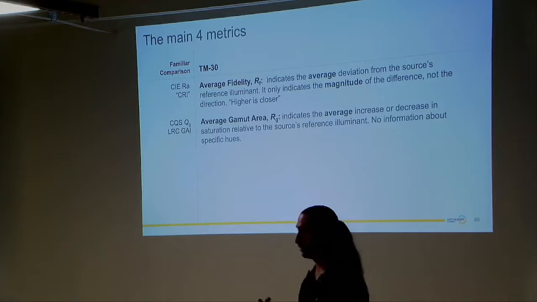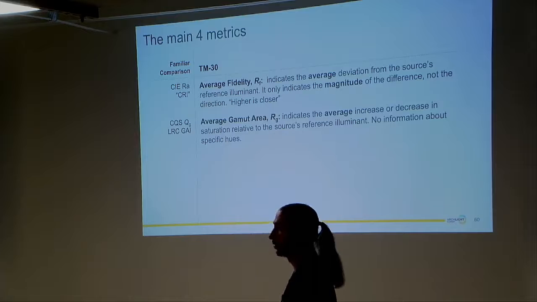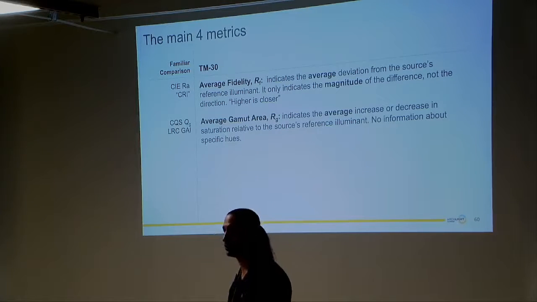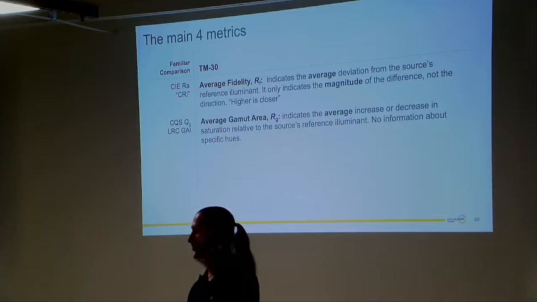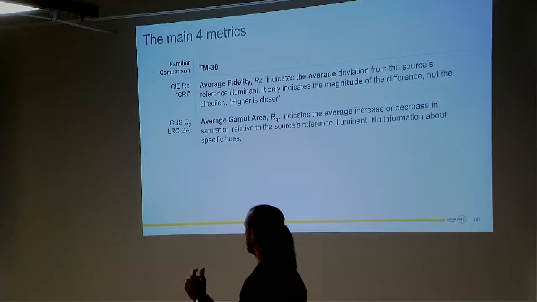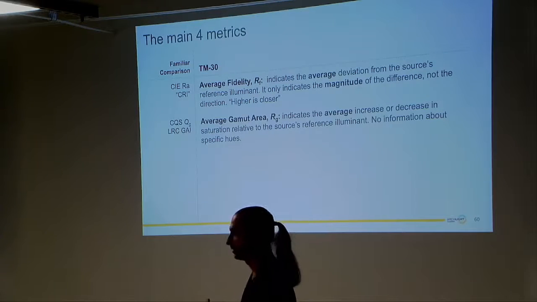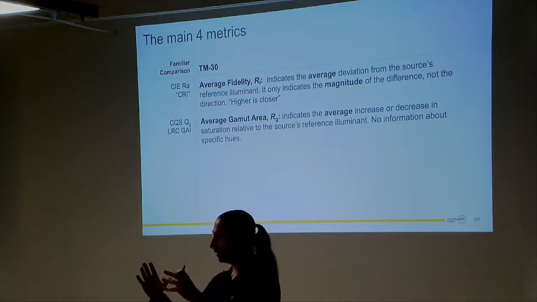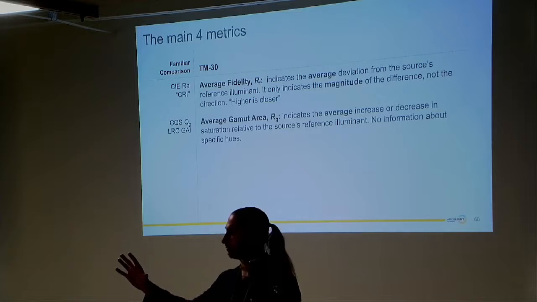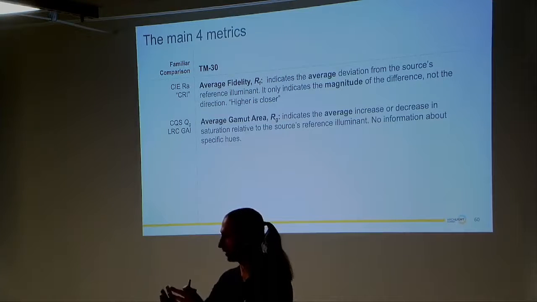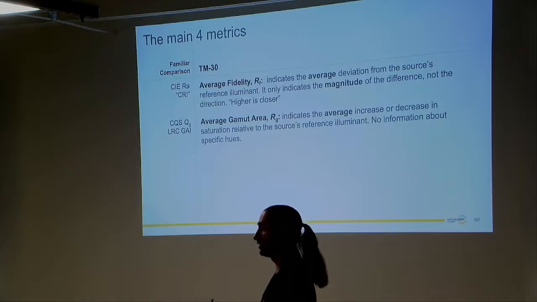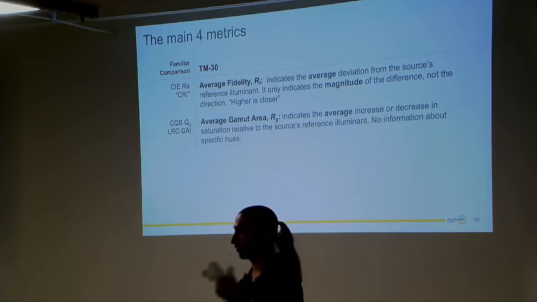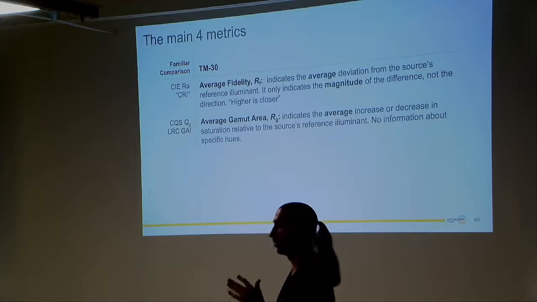We have our gamut area, which is conceptually similar to other measures of gamut area that you may or may not have heard of, one of them being Qg from the Color Quality Scale from NIST, or the Gamut Area Index from the Lighting Research Center. Gamut area tells us, on average, are we increasing the saturation of objects or decreasing the saturation of objects? But it doesn't tell us which colors. It doesn't tell us if it's red or orange or green or blue being impacted, just on average.